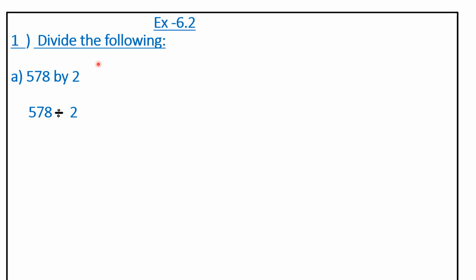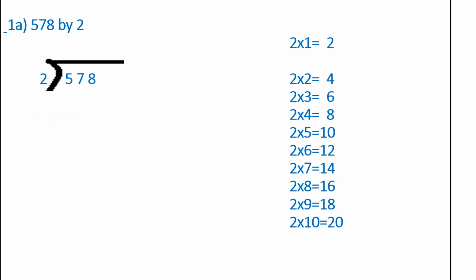Again you have to divide the following. No checking is there. We will not do the checking. Only you will do the division. Okay. Let's start with question number A. Here you have to divide 578 by 2. You will divide in the same manner. You write the numbers using the symbol. Now you read the table of 2. I have written it here, you may see.